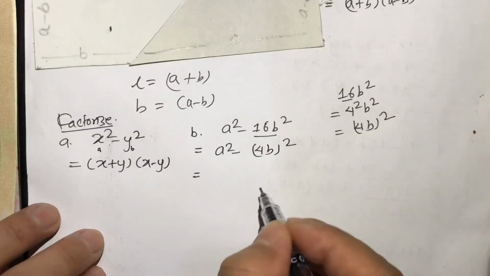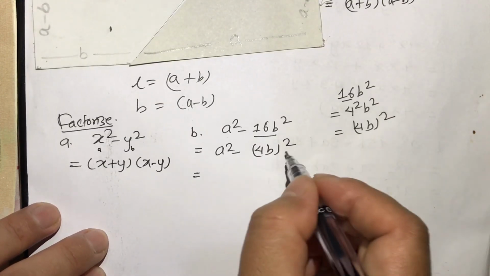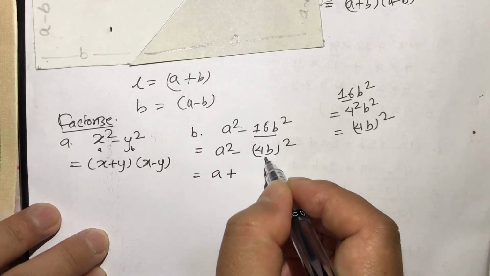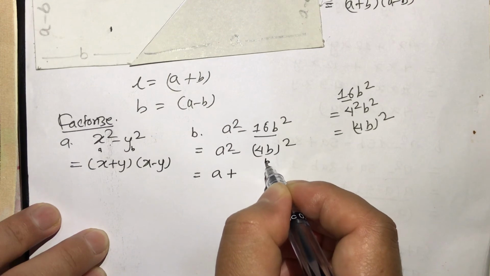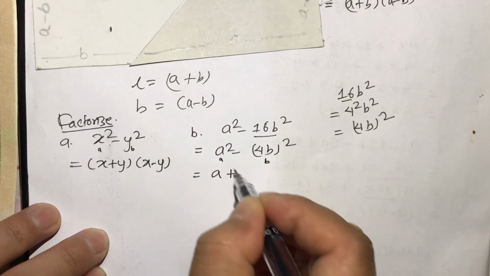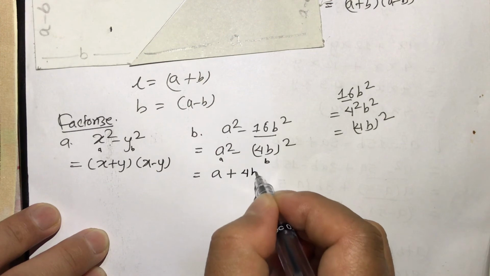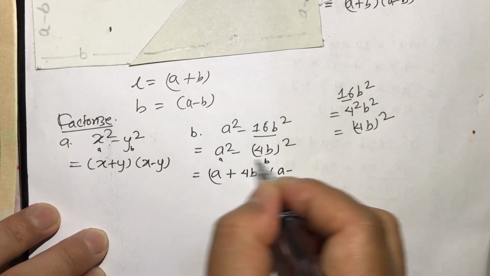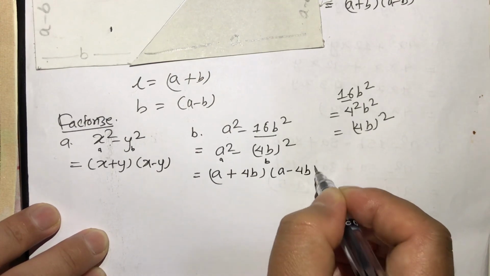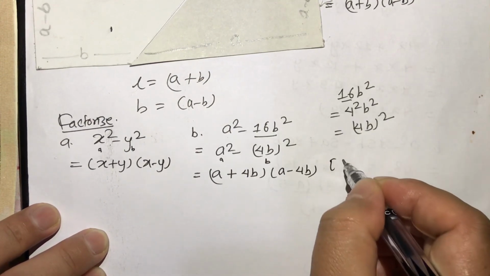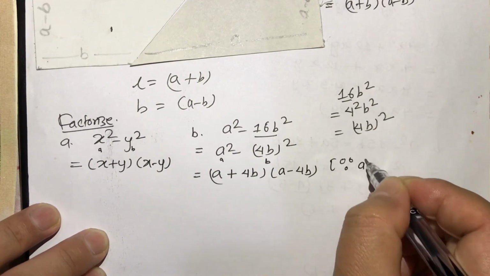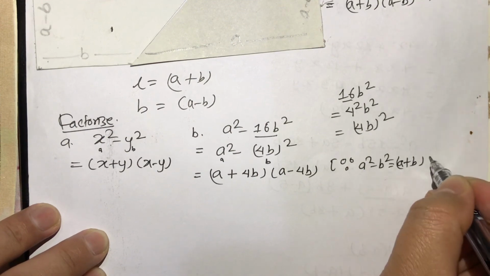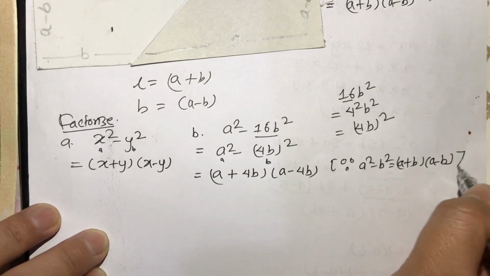And look here, now it is in the form of a square minus b square. Now we can write a plus b. What is b here? The second one is b, and the first one is a. So a plus b means a plus 4b, and a minus b means a minus 4b. So how do we derive this? Using the relation a square minus b square equals a plus b and a minus b.